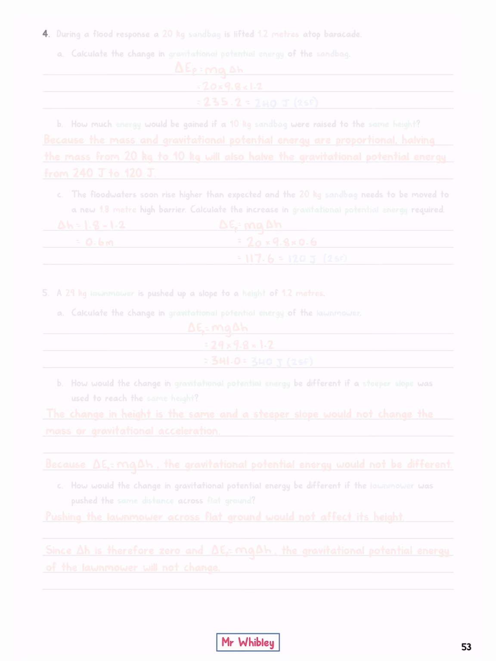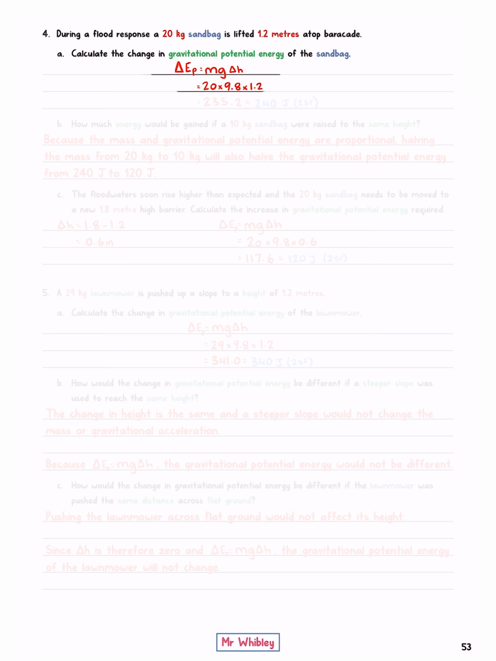Question 4. During a flood response, a 20 kilogram sandbag is lifted 1.2 meters atop a barricade. Calculate the change in gravitational potential energy of the sandbag. Using our gravitational potential energy equation, putting in our mass, gravity, and the change in height, gives us 235.2 or 240 joules to two significant figures.